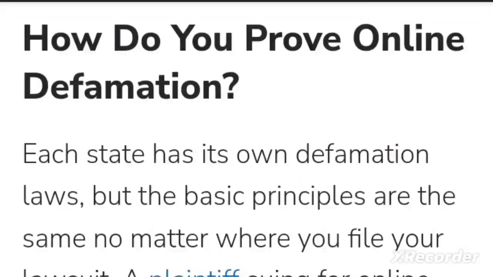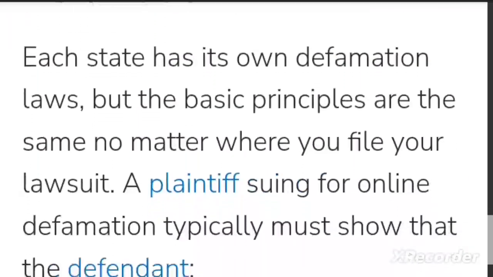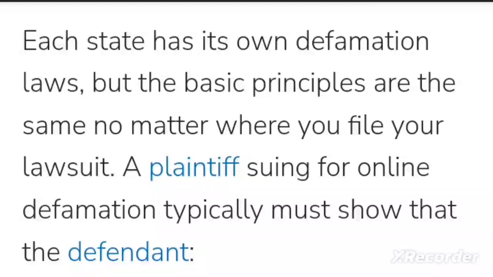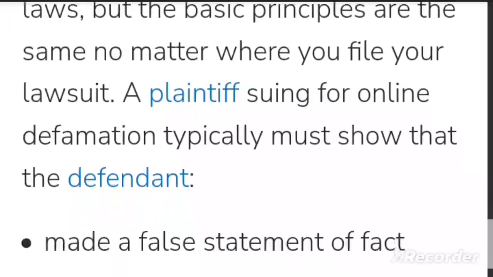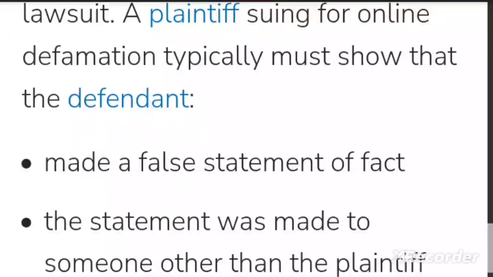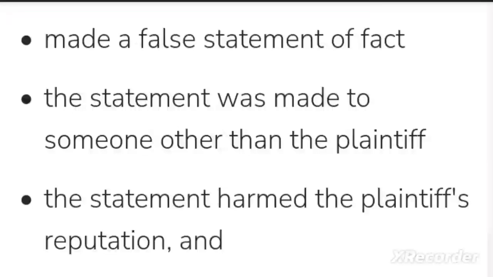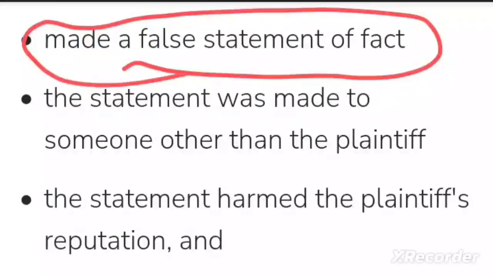How do you prove online defamation? Each state has its own defamation laws, but the basic principles are the same no matter where you file your lawsuit. A plaintiff suing for online defamation typically must show that the defendant made a false statement. And that's the key right there. It's not defamation if you're telling the truth. It's defamation if you're telling a lie.